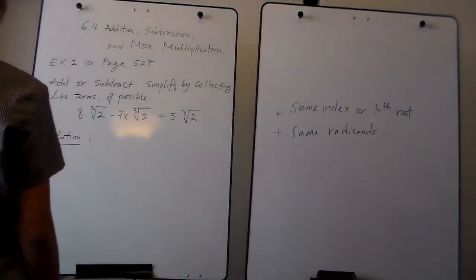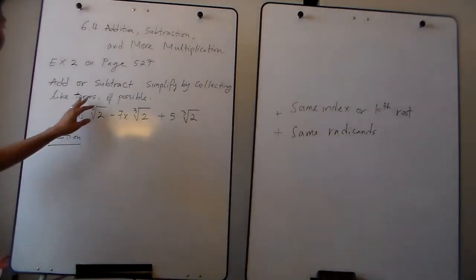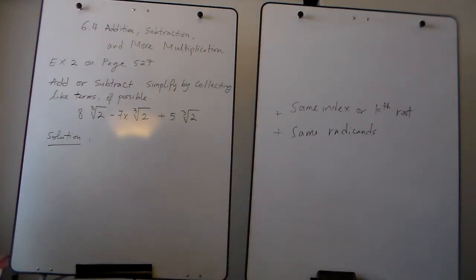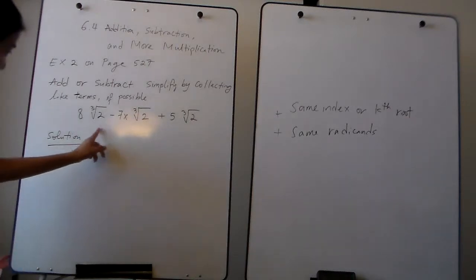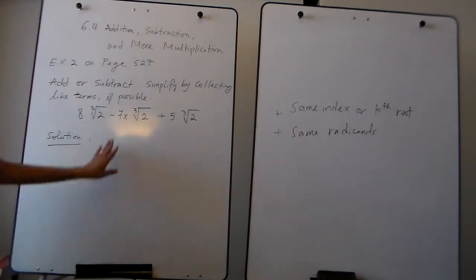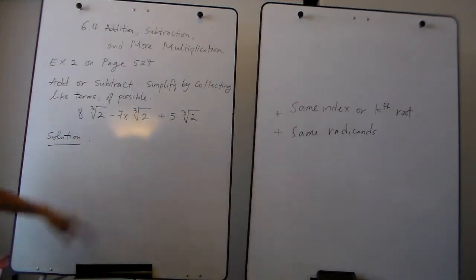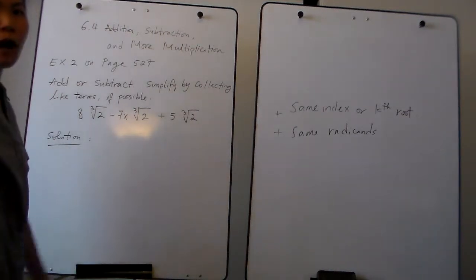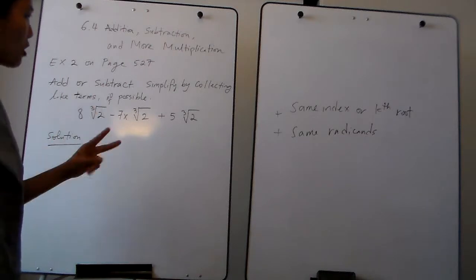Example 2 on page 527. Add or subtract, simplify by collecting like terms if possible. Again, we're given three terms. These three terms involve radicals. So, to combine terms with radicals, you need to check two things.